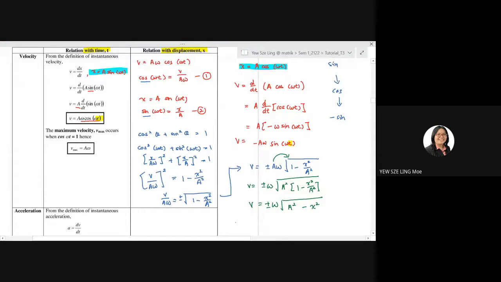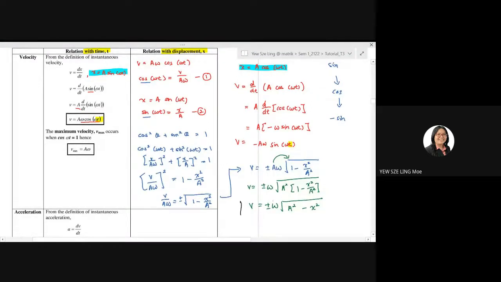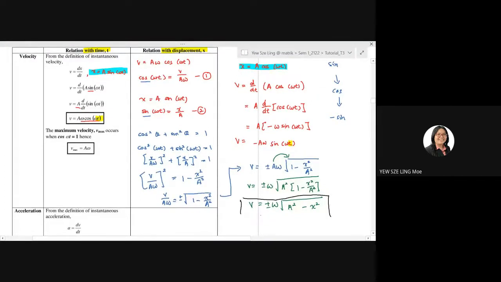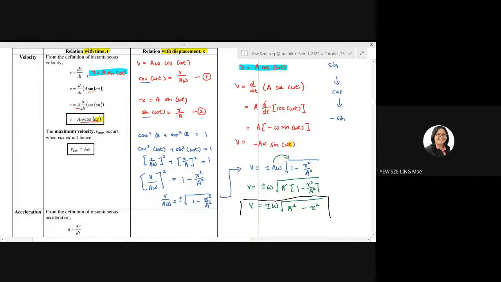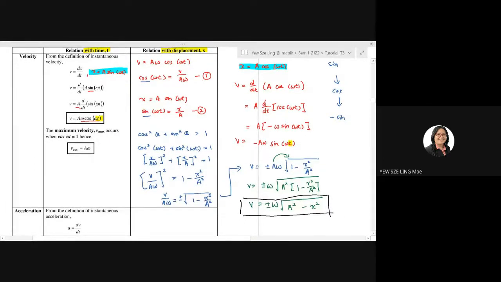So this is the equation for v in relation with displacement, the relationship between v and x. Why is it relation with displacement? Because I have displacement in my equation. Just now I had t in my equation, now I have x in my equation.